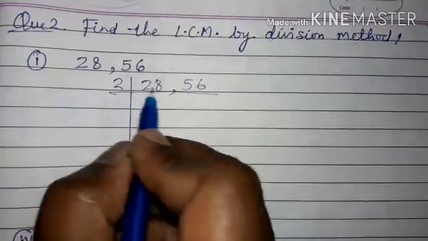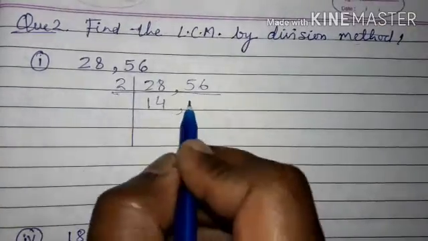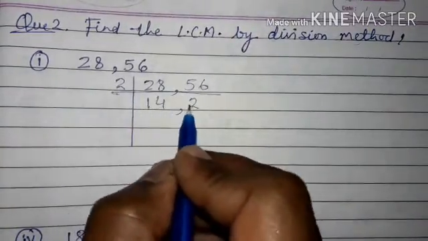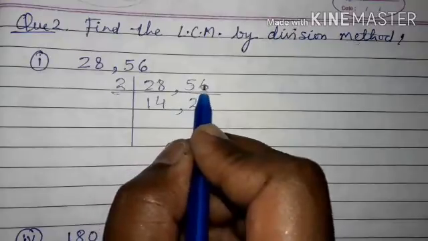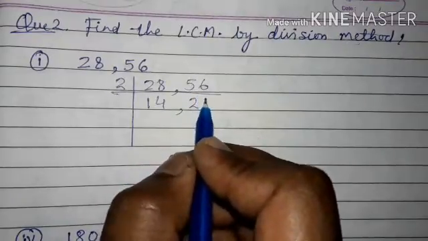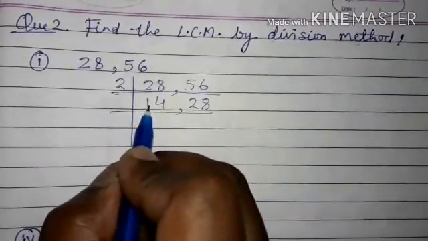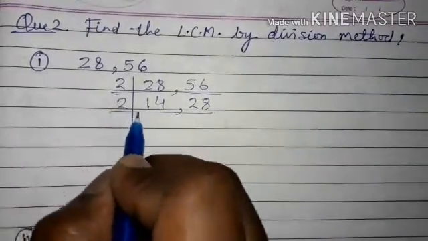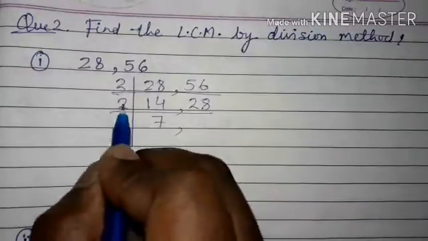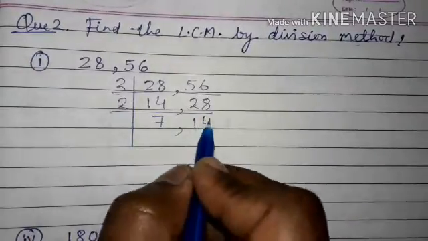2 1 ja 2, 2 4 ja 8. Here 2 2 ja 4, 5 minus 4, 1, 1 and 6, 16. So 2 8 ja 16. Now again 14 and 28. It will divide by 2. 2 7 ja 14. And here 2 1 ja 2, 2 4 ja 8.